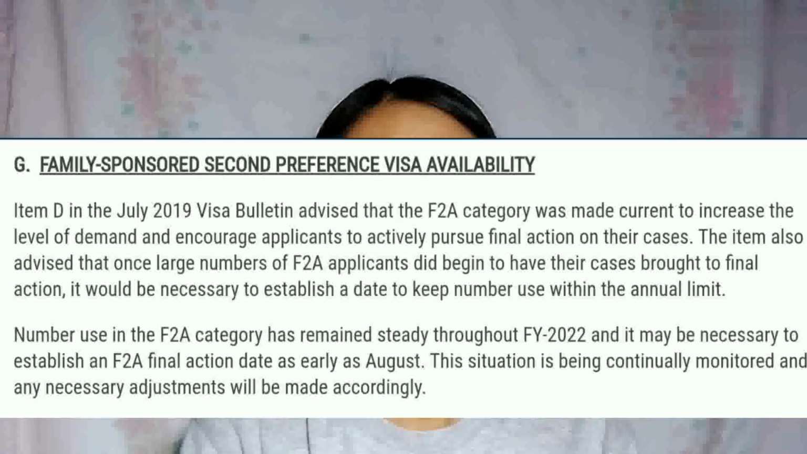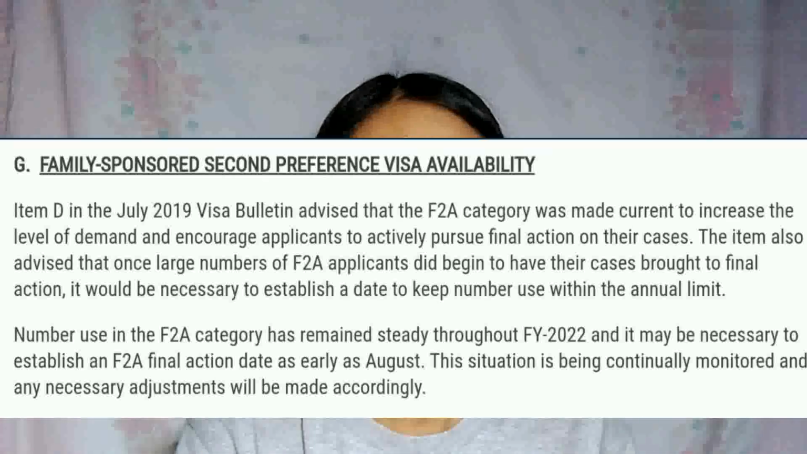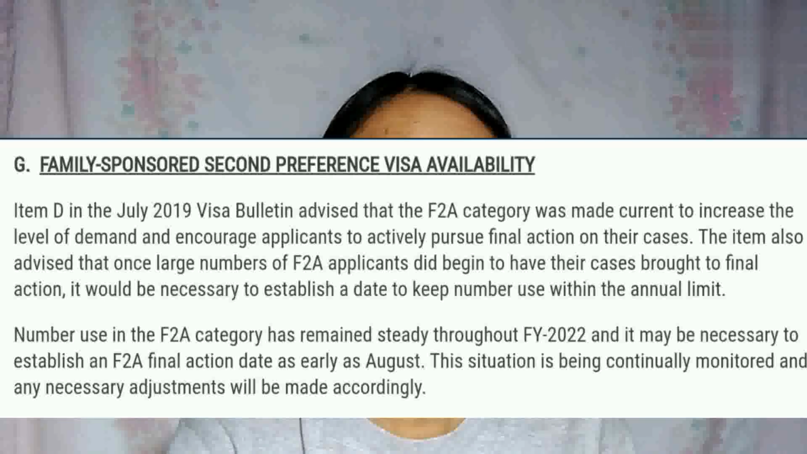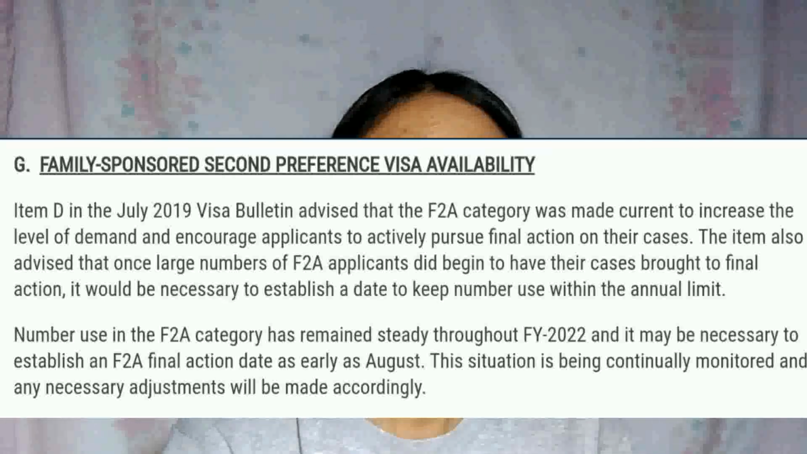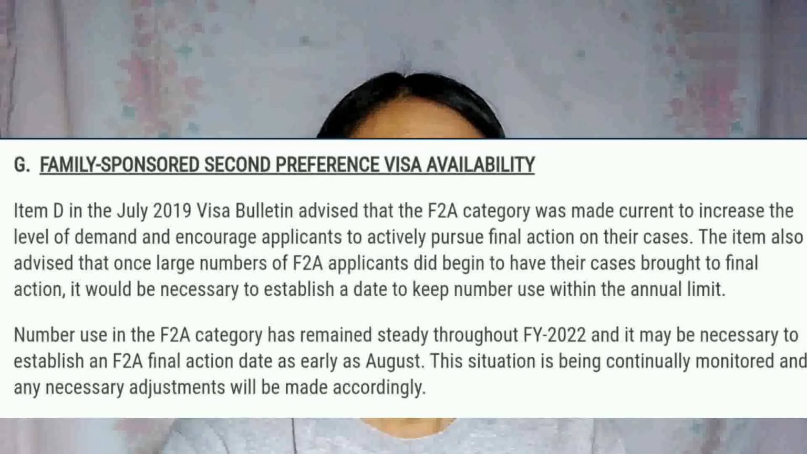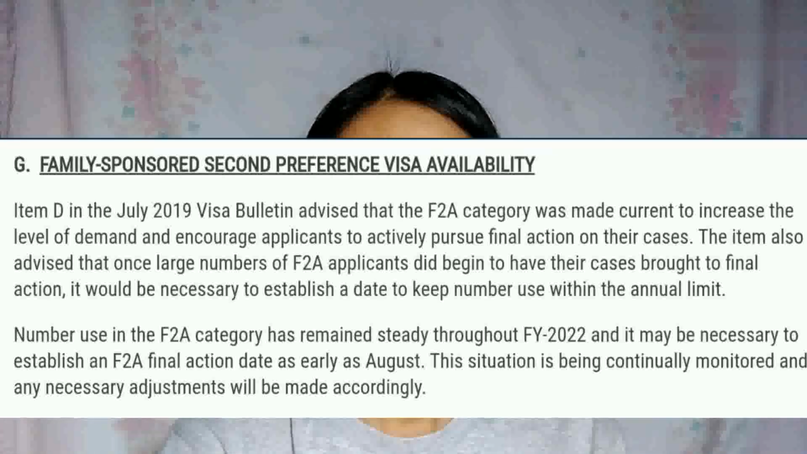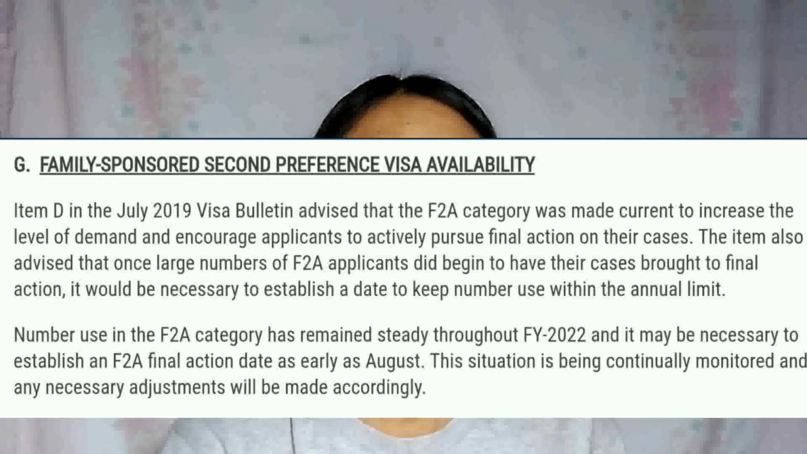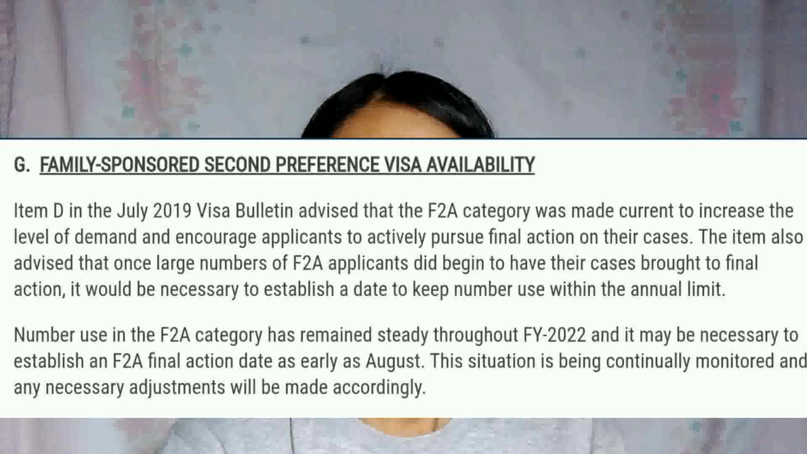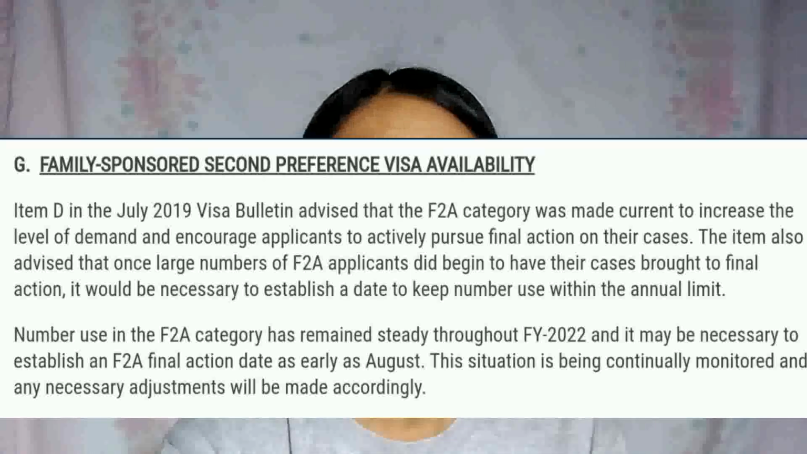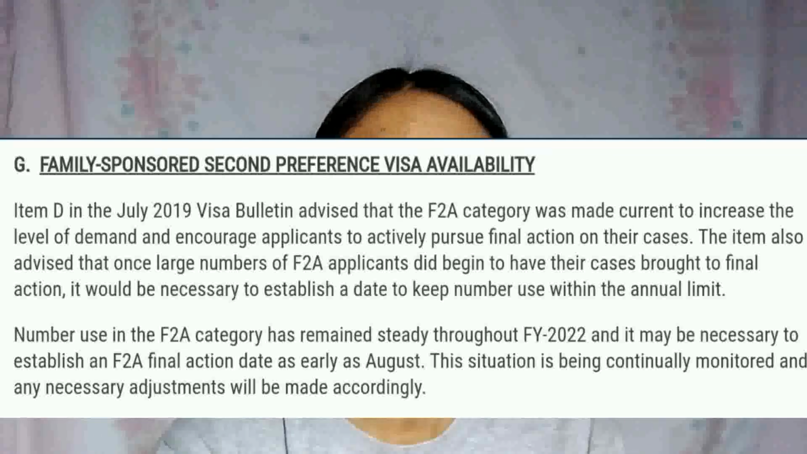Family-sponsored second preference visa availability. Item D in the July 2019 Visa Bulletin advised that the F2A category was made current to increase the level of demand and encourage applicants to actively pursue final action on their cases. The item also advised that once large numbers of F2A applicants did begin to have their cases brought to final action, it would be necessary to establish a date to keep number use within the annual limit.